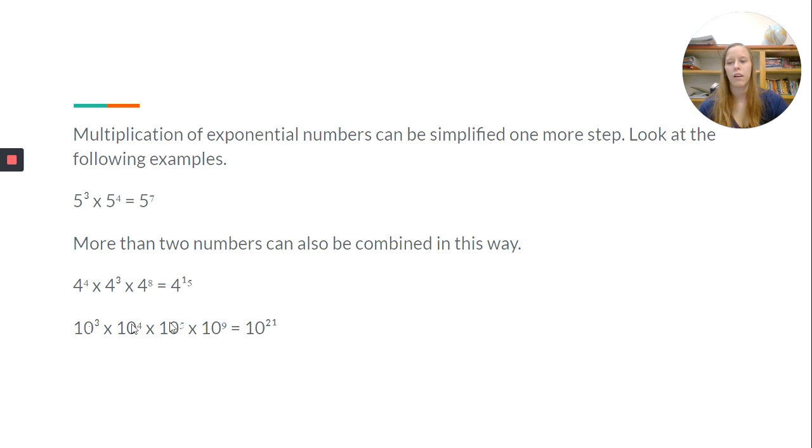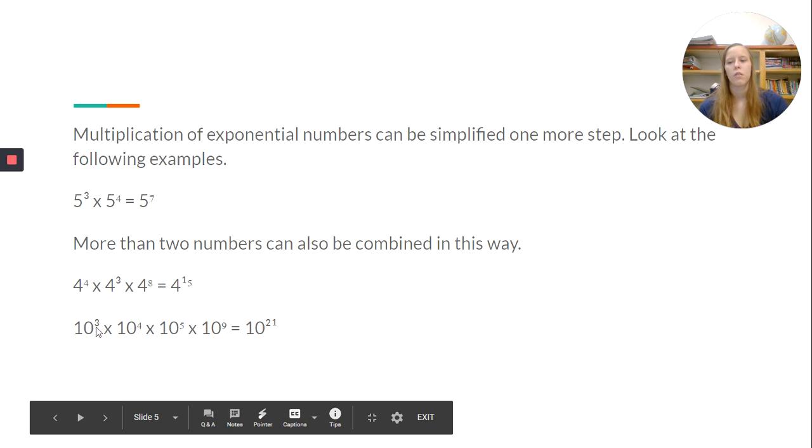So on the bottom, we also have 4 tens. So 3 plus 4 is 7, plus 5 is 12, plus 9 is 21. So 10 to the 21st power.